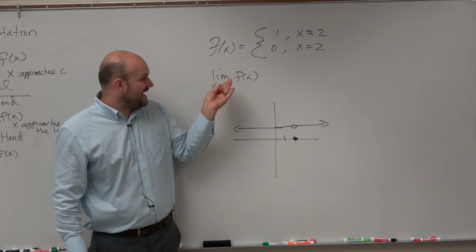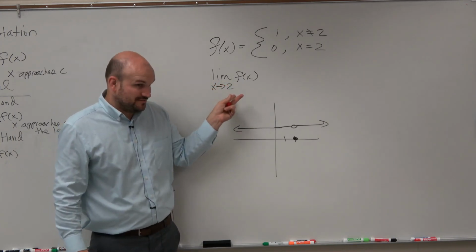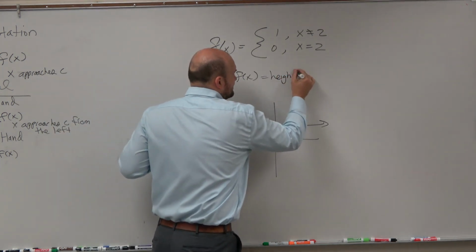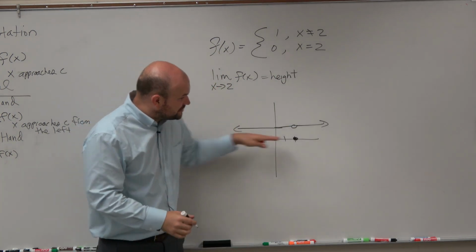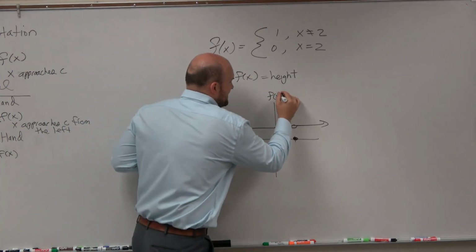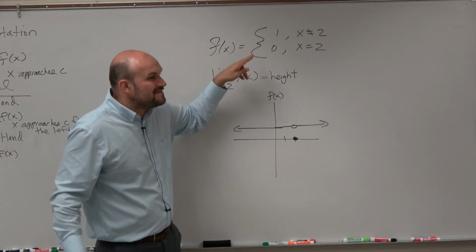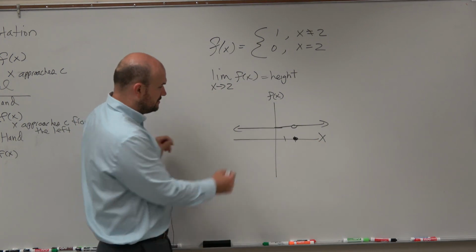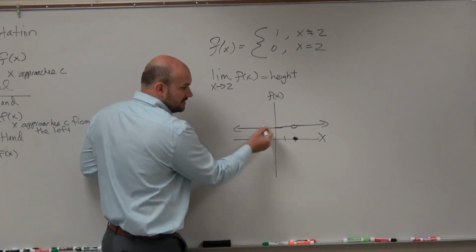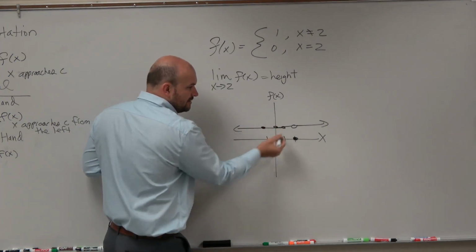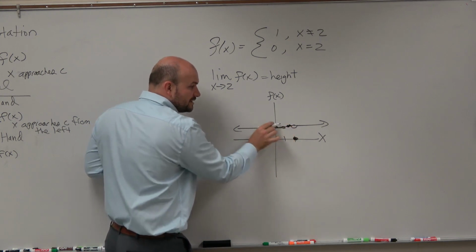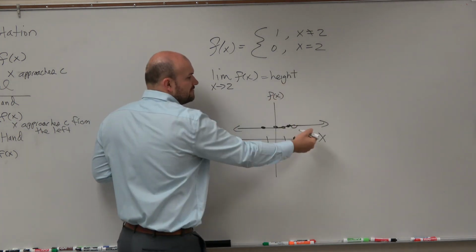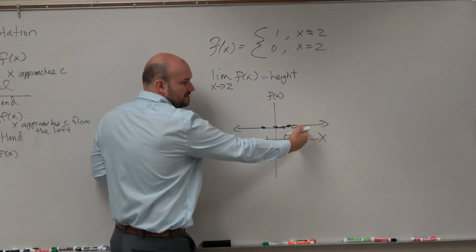Remember, it's the limit as x is approaching 2. What we're looking for is the height. The x values go along here. This is the f of x values. What value of f of x are we approaching as x gets closer and closer to 2? So here, x is negative 1. Here, x is 0. Here, x is 1. Here, x is 1.5. As we get closer and closer, what value is it approaching? 1. From the left, what value is it approaching? 1.